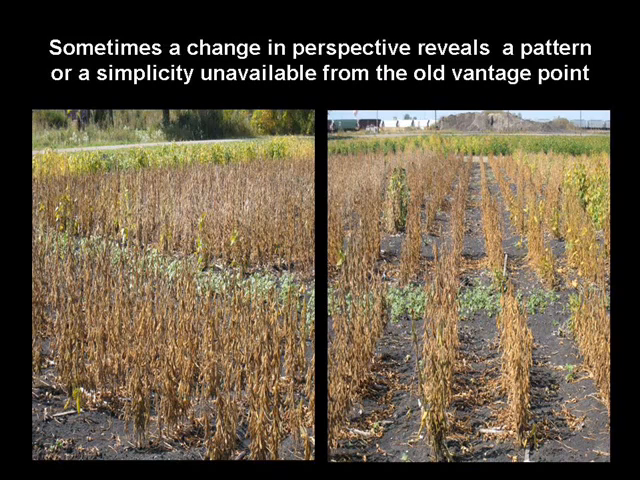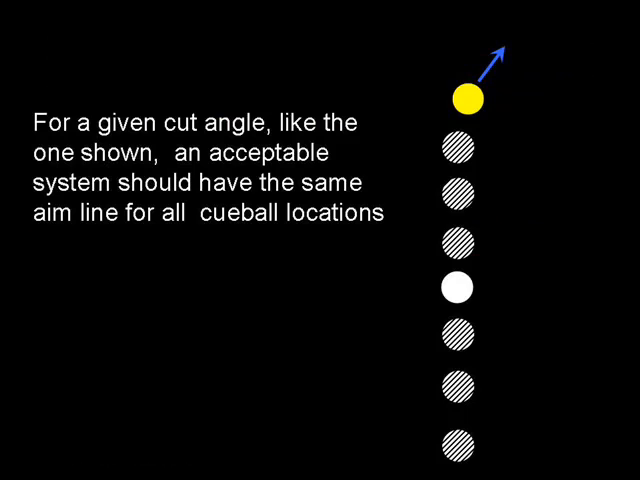Getting the most productive sight line can be critically important. This is just an illustration showing how just changing vantage point by a few degrees can reveal a simplicity or a symmetry that was unavailable from the old view.